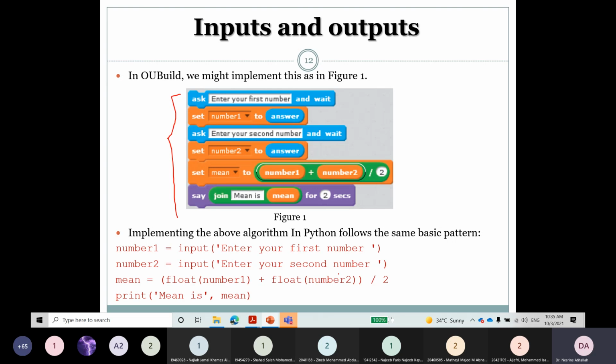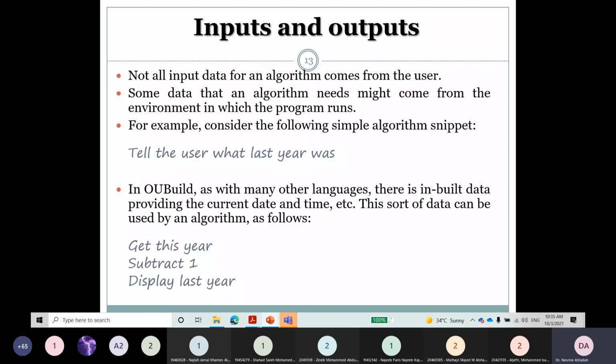Not all input data for an algorithm comes from the user. Some data that an algorithm needs may come from the environment in which the program runs. For example, consider the following simple algorithm snippet: tell the user what the last year was. You need to have some built-in data. There are some built-in data providing the current date and time, and this sort of data can be used by an algorithm.